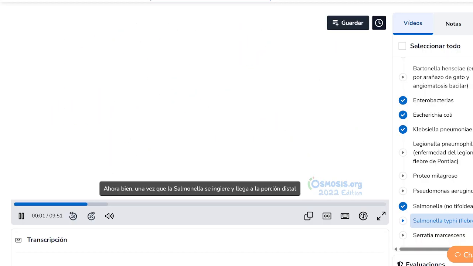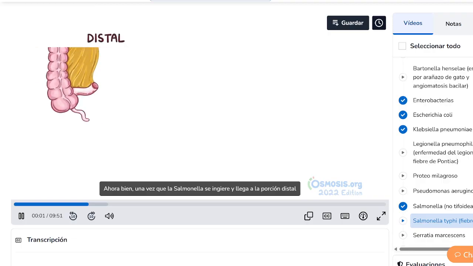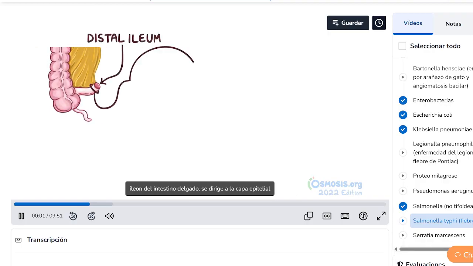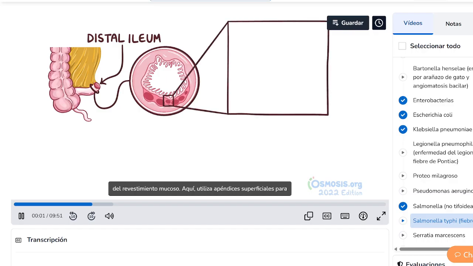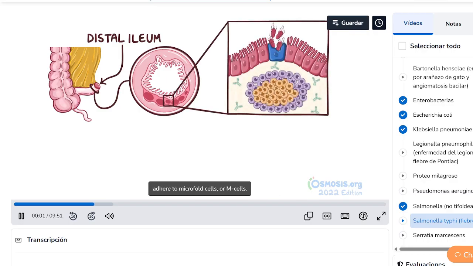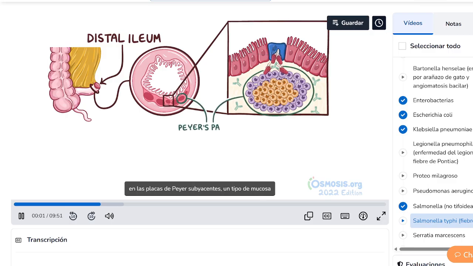Now, once Salmonella is ingested and reaches the distal ileum of the small intestine, it targets the epithelial layer of the mucosal lining. Here, it uses surface appendages to adhere to the microfold cells, or M cells, and these M cells eat, or phagocytose, the bacteria from the intestinal lumen and spit it out into the underlying Peyer's patches, a type of mucosal immune tissue that extends into the submucosa.